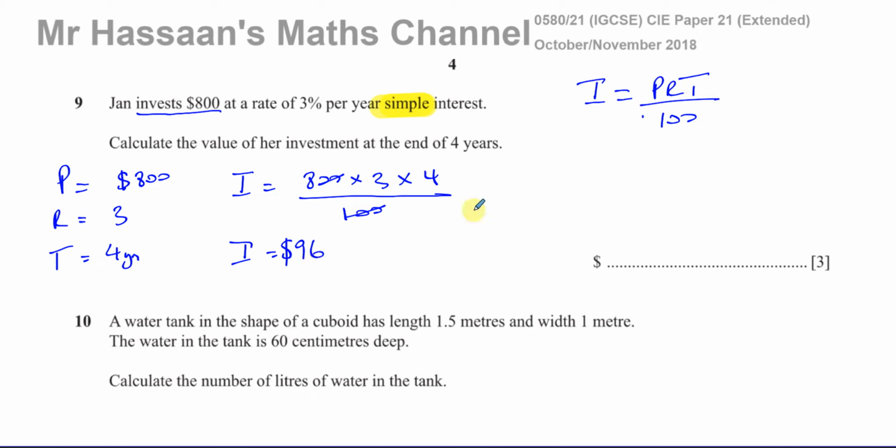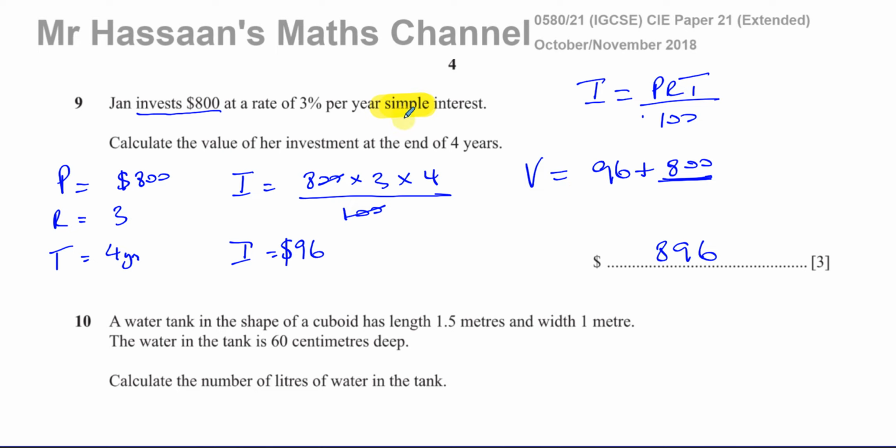is the extra amount. So that means the value of her new investment is going to be 96 plus 800. That's how much she had in the beginning plus the extra. So it's $896. If the question said find the interest earned, it would be 96. So you have to be careful about that. Make sure you read the question carefully.